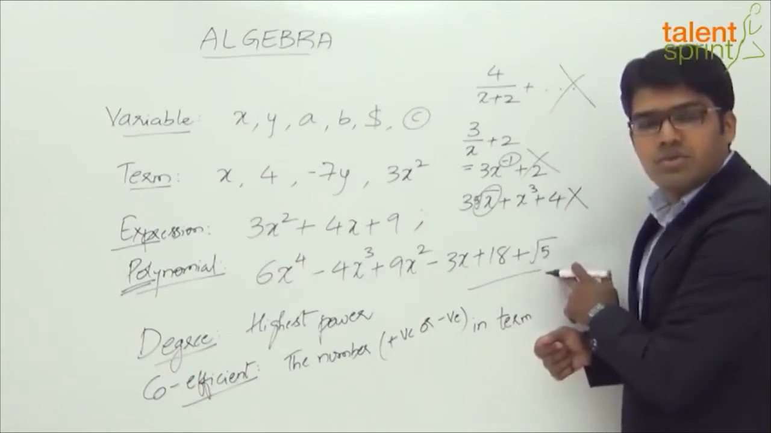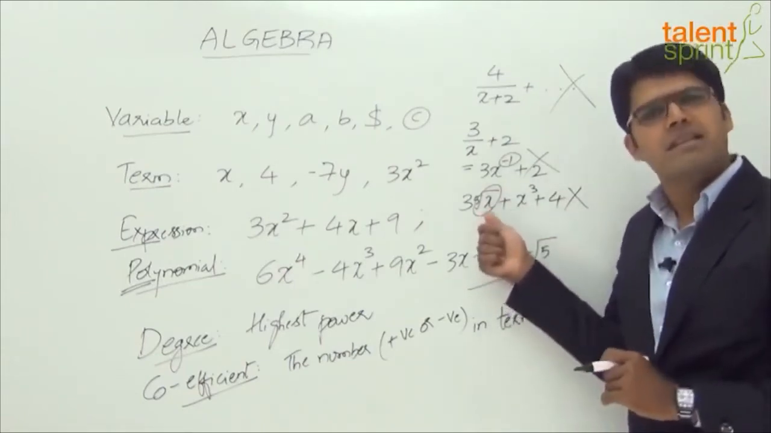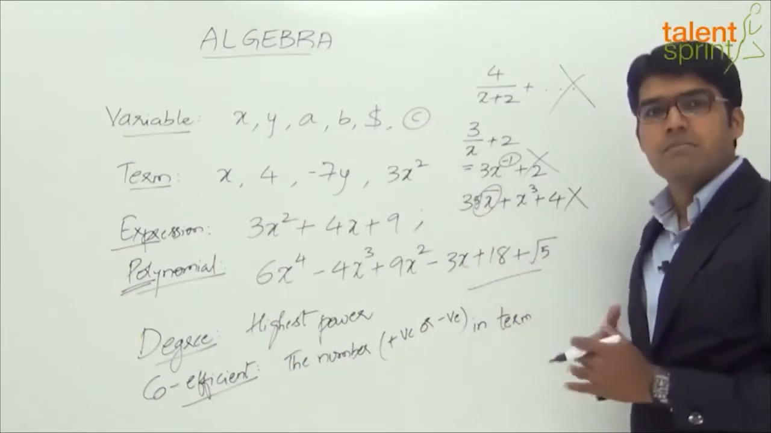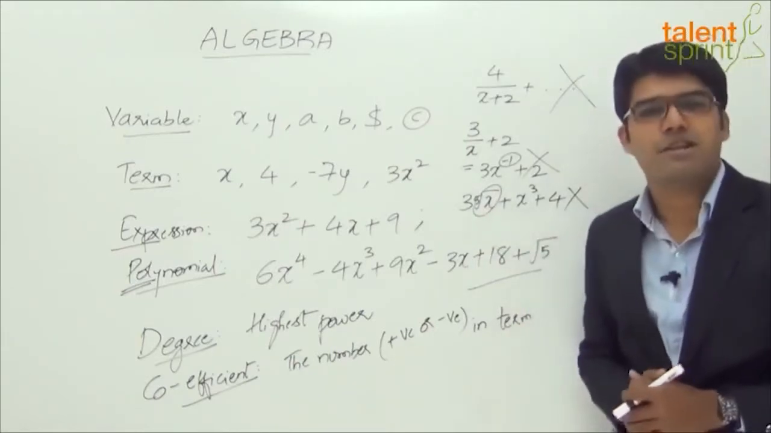Alright, so don't get confused here. It cannot have surds in terms of variables. It can have surds in terms of numbers there. Alright. So with this, we finish the basic introduction to algebra.